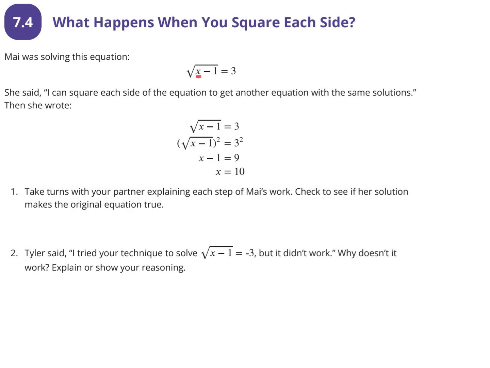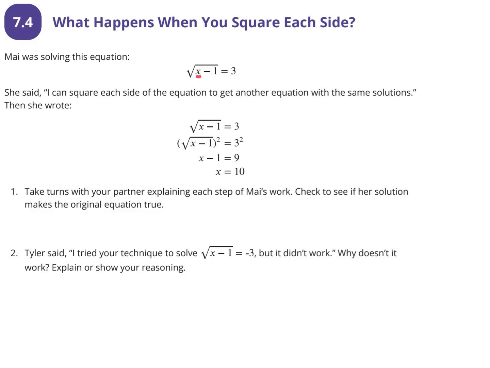So PEMDAS says do your exponents. There are no parentheses here, but everything under the radical symbol is a group. The entire radicand is a group. So you got to square both sides first, and here's May's work. So May's work is correct.